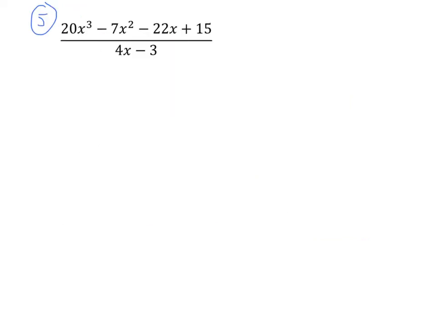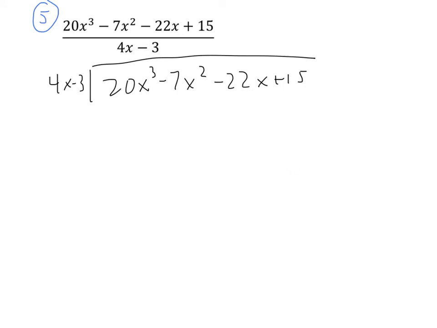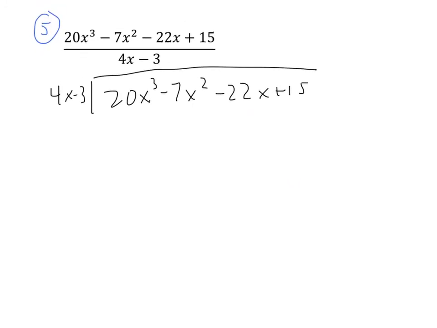All right, here's the last one. And this one you're going to do on your own. So if you can please do 20x cubed minus 7x squared minus 22x plus 15 and divide that by 4x minus 3. Okay? Go ahead and do that division. Please pause and do that on your own. All right. Let me go ahead and do this one, so you can check your work.